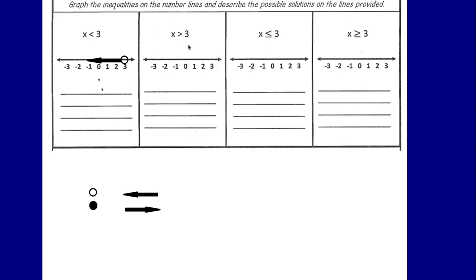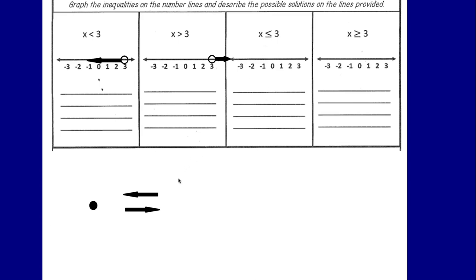Okay, your next one is x is greater than 3. So again, we need to draw our circle on 3. Because it cannot be equal to 3, it will be an open circle. And this time, our arrow line is going to go to the right, because the values for x are greater than 3. So those values could include 4, they could include 3.1, they could include 5, 25, anything as long as it's larger than 3.